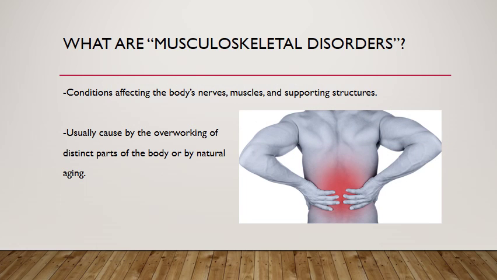Well, musculoskeletal disorders are conditions affecting the body's nerves, muscles, and supporting structures, and these supporting structures could include your hip bones and your lower spine. And the usual causes of these musculoskeletal disorders are usually the overworking of distinct parts of your body.